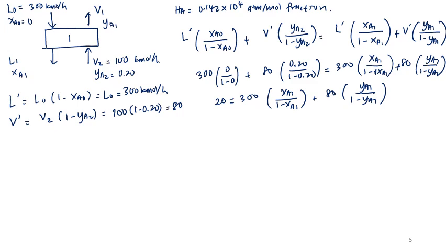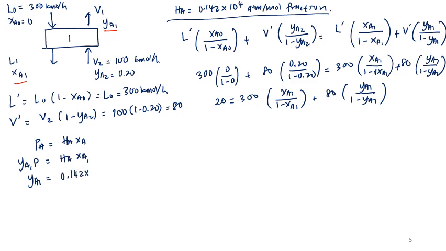And for a single stage equilibrium contact, in the question it was also mentioned that the vapor and liquid streams leaving the stages are in equilibrium. So YA1 would be in equilibrium with XA1. So you can write down Henry's law for the system. Henry's law, PA equals HA XA, and because of the unit of the Henry's law constant given here, YA P equals HA XA. P is just 1 atm, so YA1 equals 0.142 times 10^4 atm times XA1. So you have this equilibrium relationship: YA1 equals 0.142 times 10^4 times XA1.